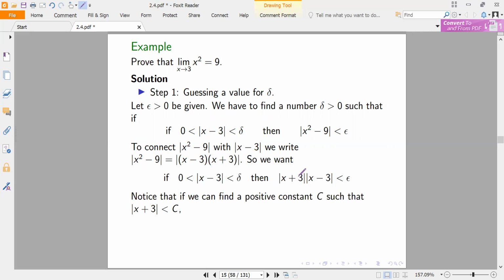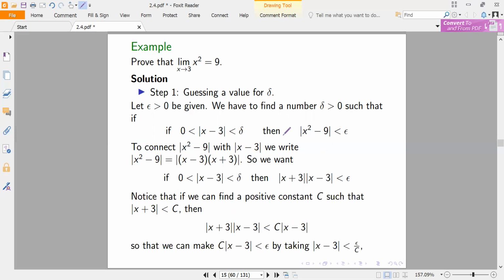So remember that for x plus 3, the distance is positive. So we can say, suppose that the absolute value of x plus 3 is less than some number c. We don't know what that is, but we say the absolute value of x plus 3 is less than c, right? And that c is a positive number. So in other words, multiplying the two absolute values of x plus 3 and x minus 3 will be less than c times the absolute value of x minus 3.